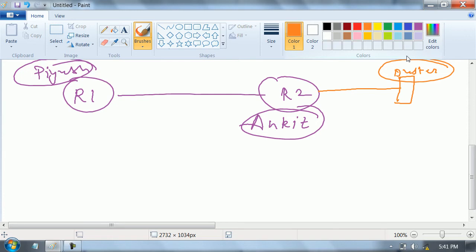Router will always perform routing, whether networks are directly connected or indirectly connected. But from my point of view, we need to configure routing only when we have indirectly connected networks. Now in this case, Piyush can reach Ankit in two ways: one by using static routing, the other by using dynamic routing. It means static routing must have a reliability, and dynamic routing also must have a reliability.